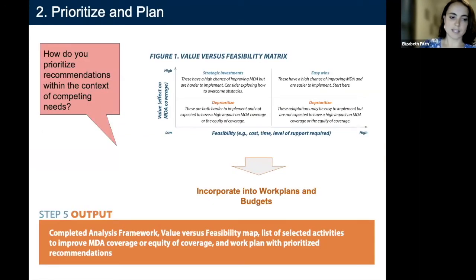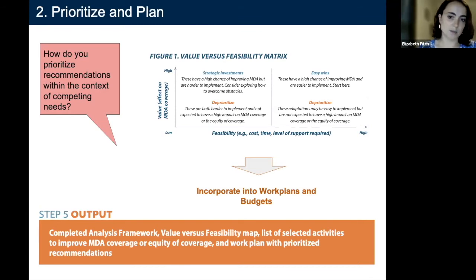So also in this step, we talk about prioritizing and planning. So, out of that theme analysis and list of recommendations, you will probably have a long list with too many things to take forward. So we recommend first comparing across themes to look at where some of the recommendations overlap, and then using this value versus feasibility matrix to actually prioritize what you want to implement.